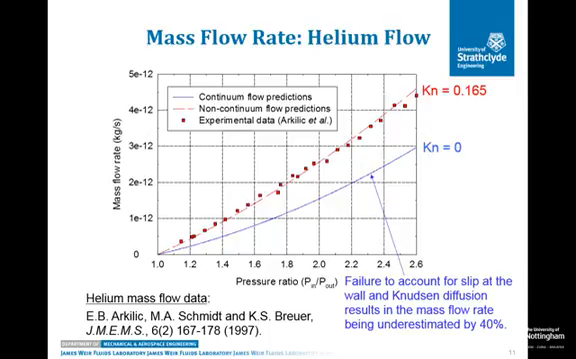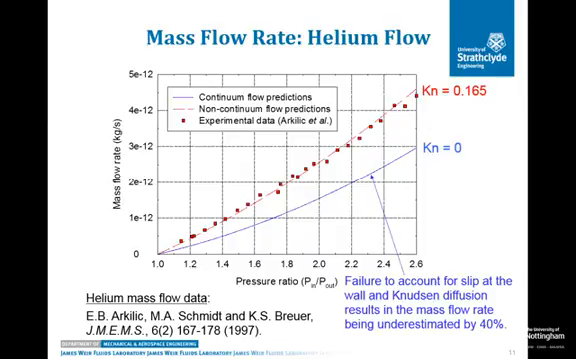This is the Navier-Stokes prediction using a non-slip boundary condition. The predicted mass flow rate compared with experimental data is about 40% different. The reason is that for a Knudsen number around 0.16, the rarefaction effect is important. So in porous media community terminology, you need to consider slip, you need to consider Knudsen diffusion to correct this.